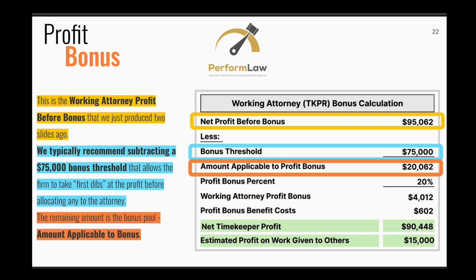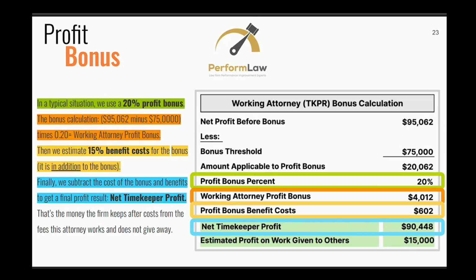Now we talk about the profit bonus calculation. So this is optional. This is only if you intend to reward the attorney a profit bonus. But we start off with the amount that we saw earlier. That's the net profit before bonus. Then we recommend subtracting a bonus threshold. This just allows the firm to take first dibs at whatever profit there is before giving any away to the working attorney. Then what's left over is the amount applicable to bonus. That's the bonus pool.